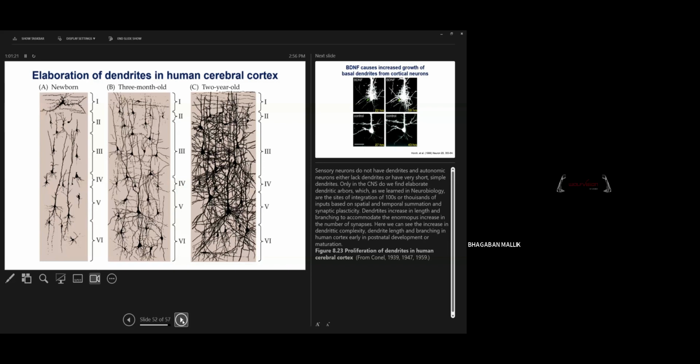You can see that in the different layers, like 3 months old, you have much more complex neurons than the newborn. Even in the 2 years old baby, you have more elaboration of this neuron. You have more kind of complex interactions. So how does this happen? It happens because of the production of the neurotrophins.